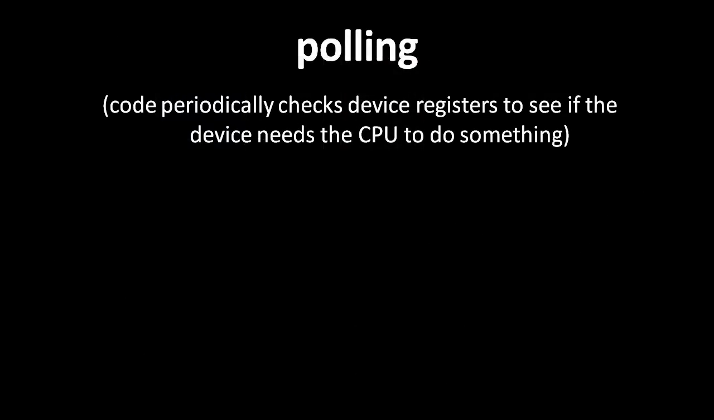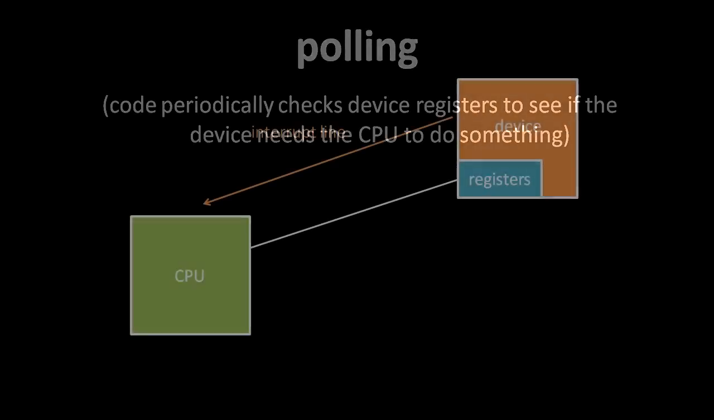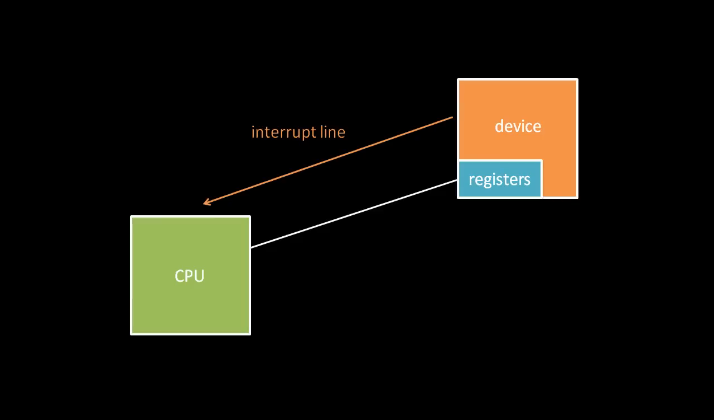As an I/O device operates, it may periodically want attention from code running on the CPU. The simplest strategy to provide this attention is called polling, in which the code on the CPU periodically checks the device registers to see if the device wants attention. The obvious problem with polling is that these periodic checks waste the CPU's time when the device needs no attention, so far better if the device could directly notify the CPU when it needs attention, which is the idea behind interrupts. An interrupt line is a circuit path running from the device to the CPU, over which the device can signal to the CPU that it wants attention.